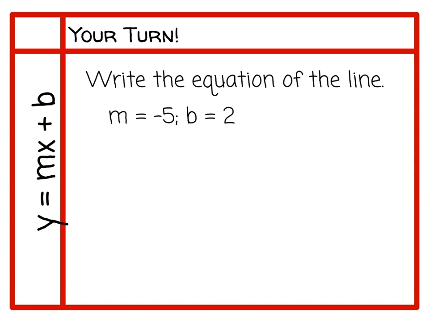Okay, now it's your turn. Write the equation of a line that's represented by the slope of -5 and has a y-intercept of 2. If you said the equation is y equals -5x plus 2, you are correct.